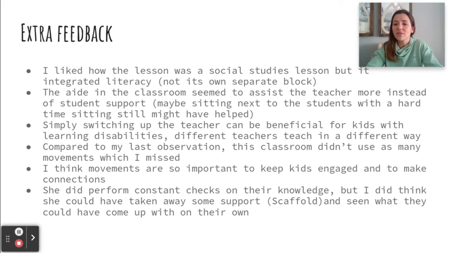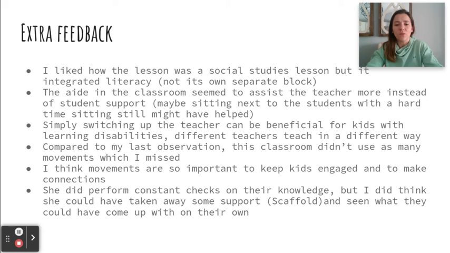Teachers teach differently and students learn differently. So maybe a different teacher could help children with learning disabilities as well. And I also missed movement in her classroom. I feel like it helps kids become engaged and make connections.